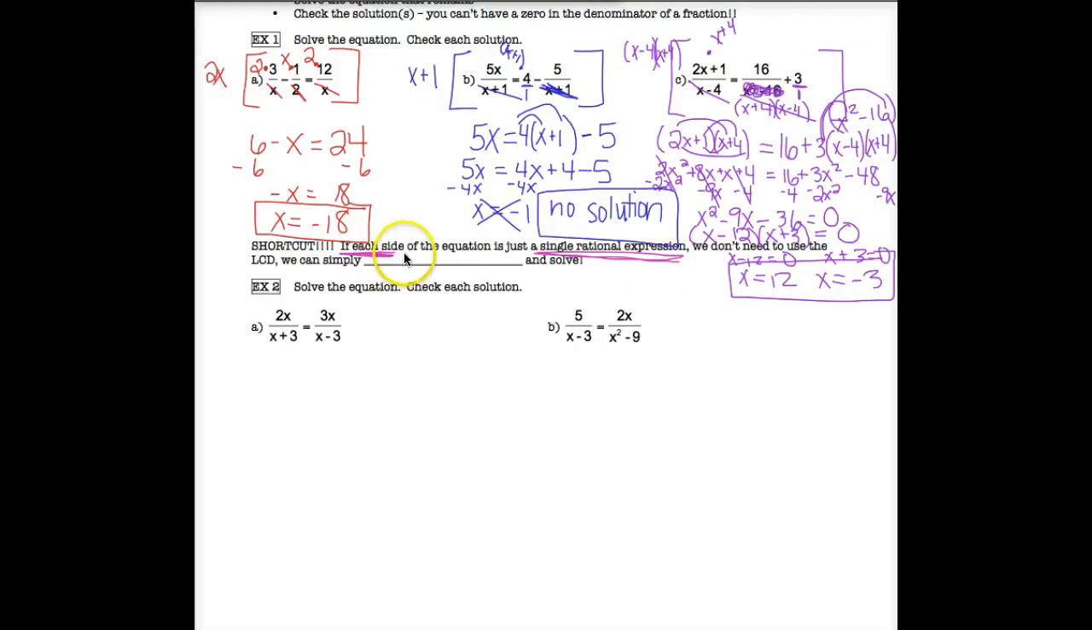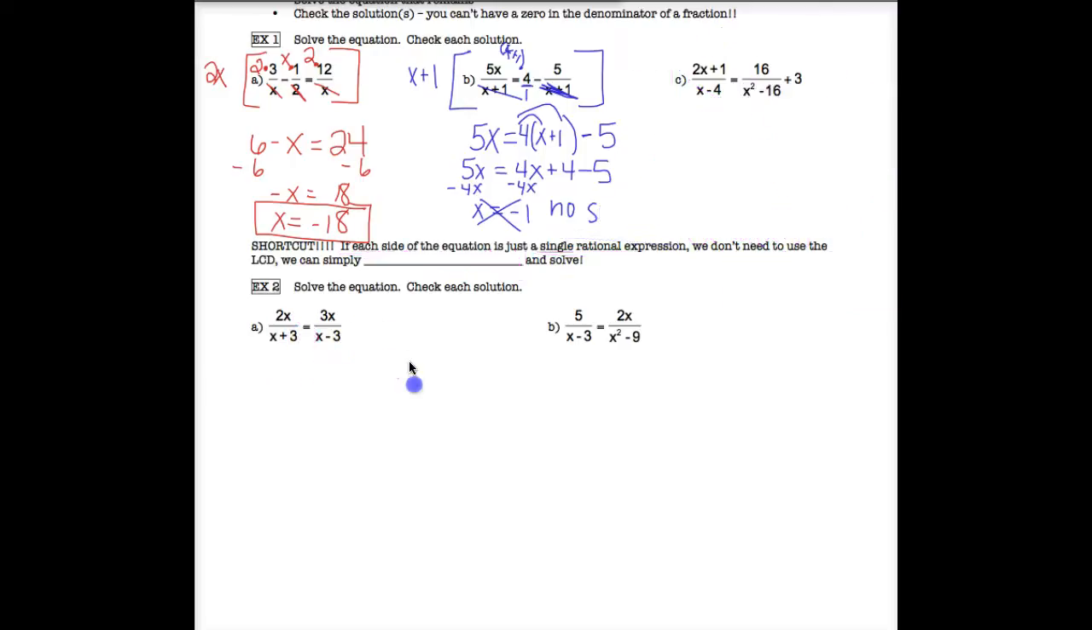We can simply cross multiply and solve. So solve it like a proportion. That is so much easier than having to find the LCD. So on both of these, we can just cross multiply. So I'm going to show you here in A, since it's just a single fraction on the left and a single fraction on the right, cross multiply 2x times x minus 3 equals 3x times x plus 3.